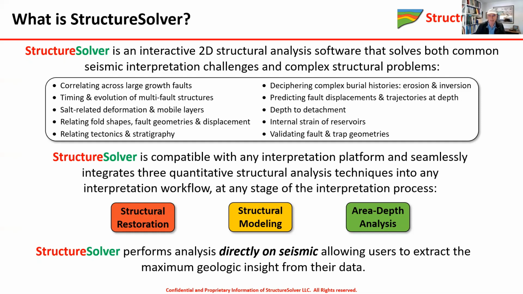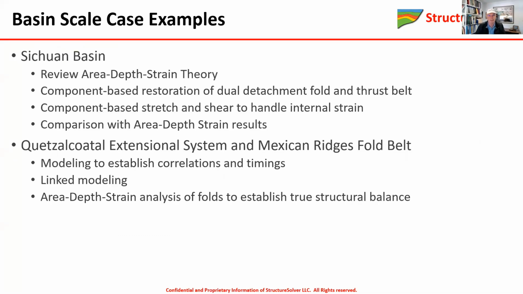So today, I'm going to focus on two basin scale examples, hopefully get through both of them. The first one will be from the Sichuan Basin in China. Sichuan Basin is an interior basin in China with complex structural geology. The second one is the Quetzalcoatl extensional system in the Mexican Ridges Fold Belt. For the Sichuan Basin, we'll use a combination of area depth strain analysis and also component-based restoration of this dual detachment fold and thrust belt.